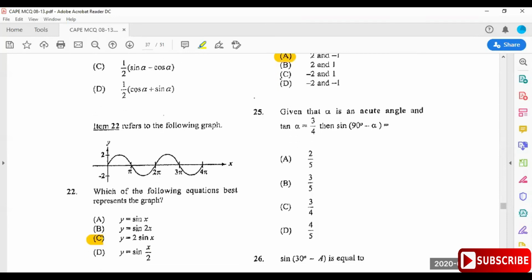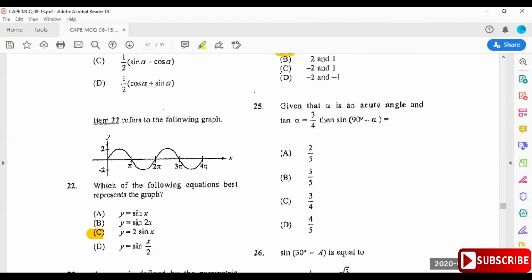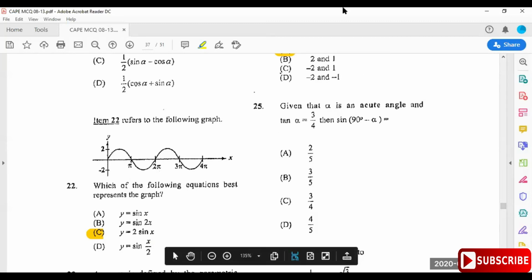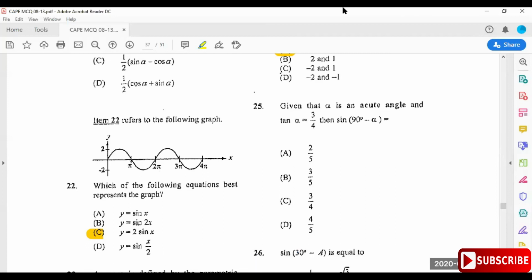All right, question 25 now. Question 25 gives us that tan of alpha is 3/4. Now, people, once they give you one trig ratio, you know all the trig ratios because we can draw the triangle. Once they give you tan, they give you the opposite and the adjacent.